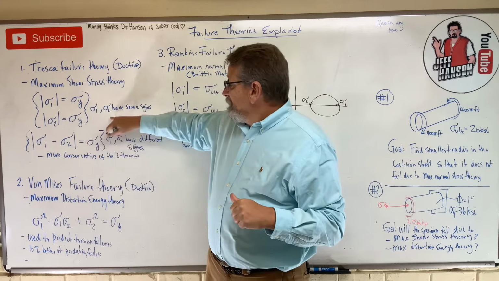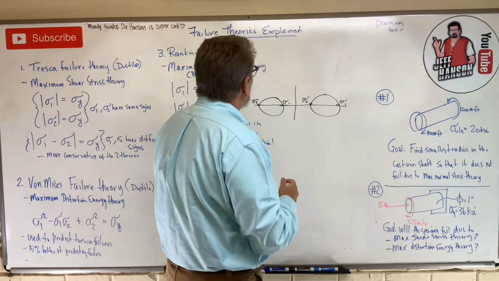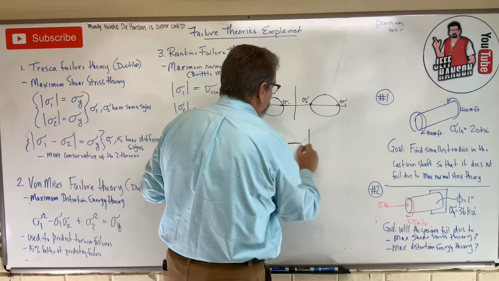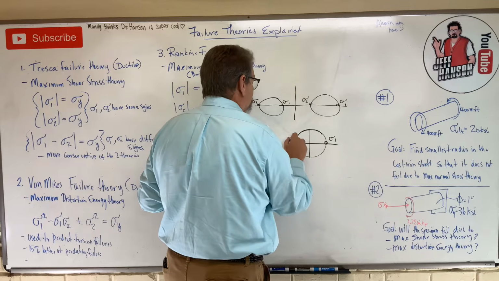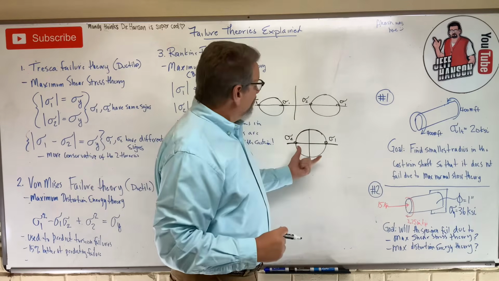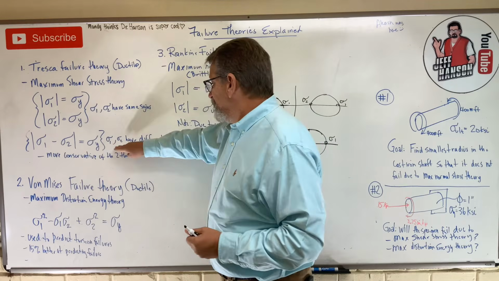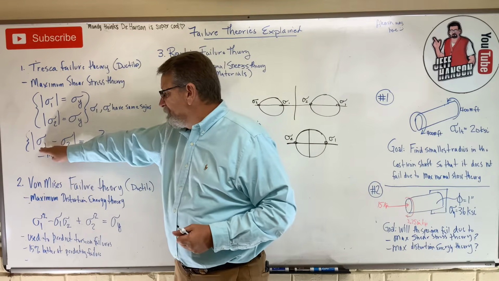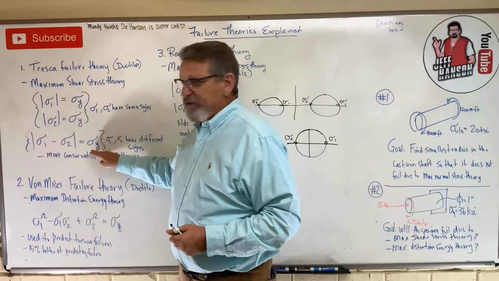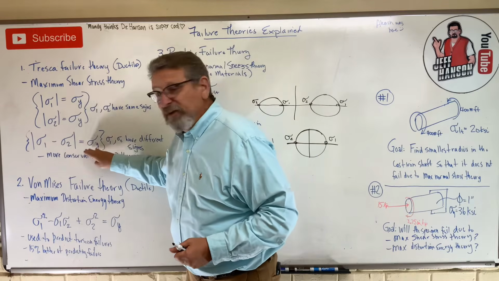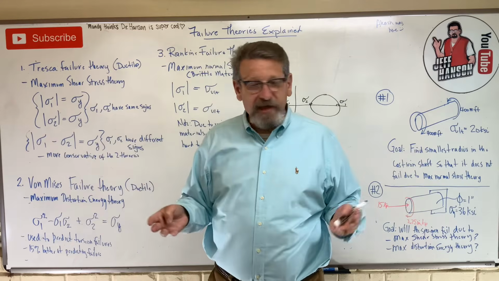Now down here it says they have different signs. When would they have different signs? That would be a Mohr circle that straddles the axis. Here's sigma 1, here's sigma 2. If you have a Mohr circle that straddles the axis, then you have to take the absolute value of sigma 1 minus sigma 2 and compare that number to sigma yield. Again, if that's bigger than sigma yield, we got a failure. If that's smaller than sigma yield, it's okay.